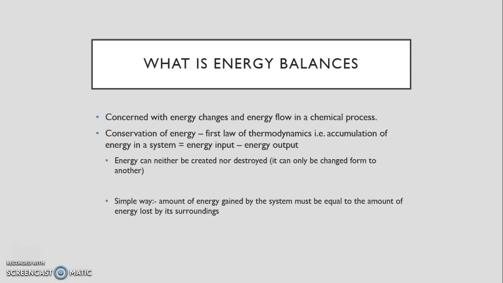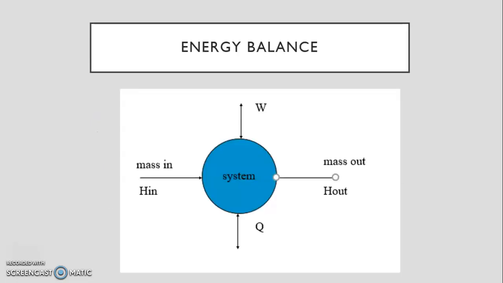In a simple way, we can define energy balance as the amount of energy gained by the system must be equal to the amount of energy lost by its surroundings. Okay. Remember, we have a system where there is a boundary and then there is mass in, heat in, or enthalpy in and out. And in energy balance, there is another form of energy and energy transfer to the system or to the surroundings. Okay.